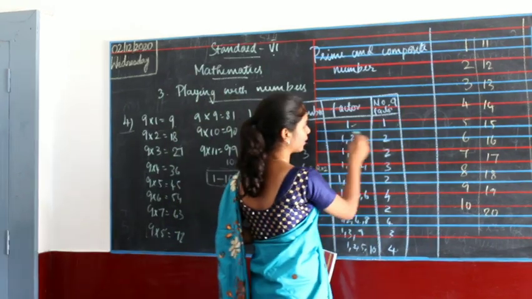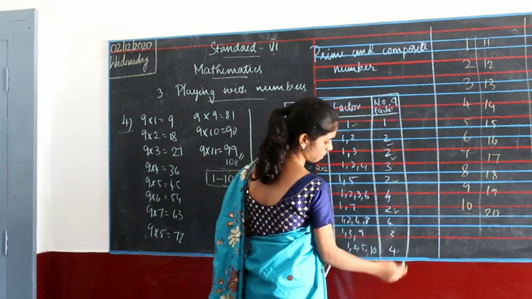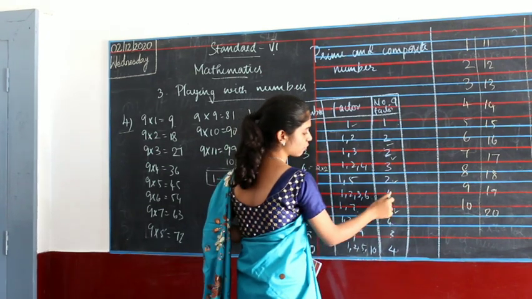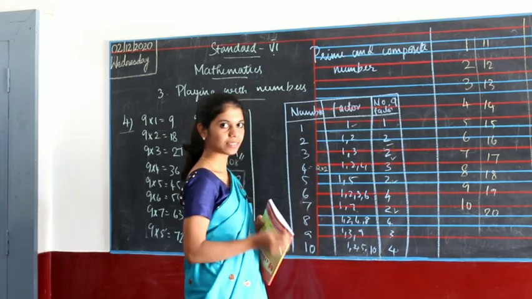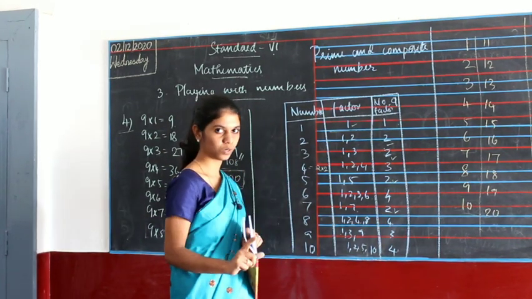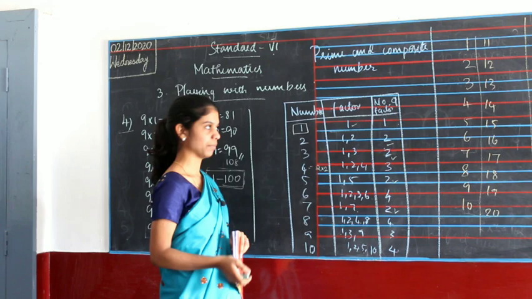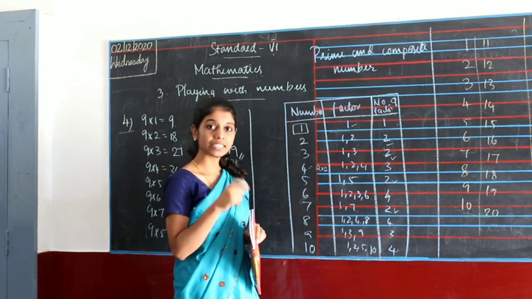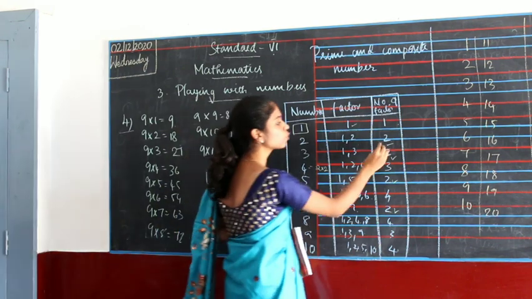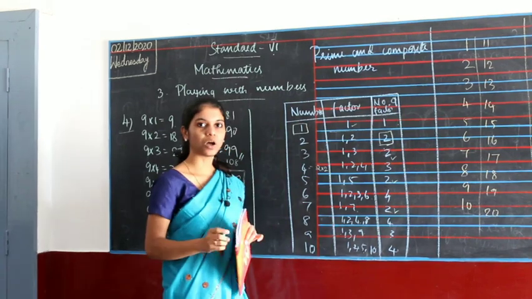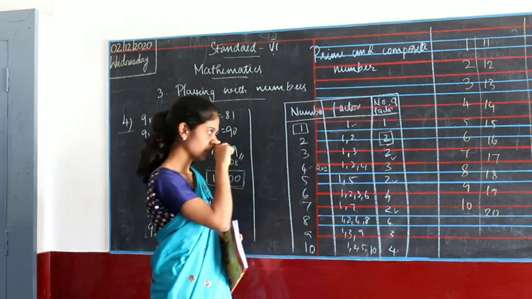So if you see here, other than 1 you can find more than 2 factors in some numbers. Everything else here has 3, 4, 4, 4, 3 factors. Now it gives us an idea of what is a prime number and what is a composite number. 1 is neither a prime number nor a composite number. A prime number is one whose factors are only 1 and itself. They have only 2 factors, which are 1 and itself.